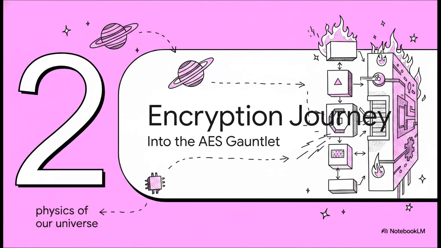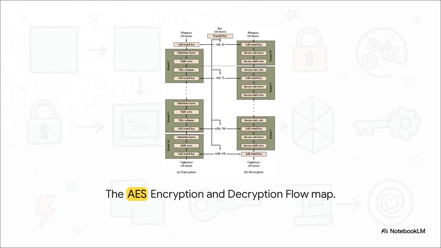Moving right along to Section 2, a byte's encryption journey. Now that we know the physics of our digital universe, let's throw a single vulnerable plain text byte right into the AES gauntlet. Check out this high-level map of the whole process. Our byte doesn't go in alone. It enters as part of a 16-byte block, which we call the input state array. And depending on whether our secret key is 128, 192, or 256 bits long, our byte is going to face exactly 10, 12, or 14 sequential rounds of intense mathematical transformation.